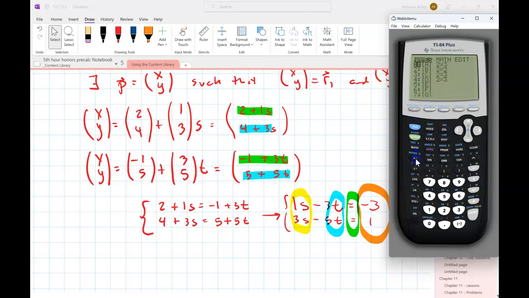So go back into the matrix menu for a third time. From the names column, I'm going to select matrix A, which was the one I just input my numbers in. Close my parenthesis and press enter.